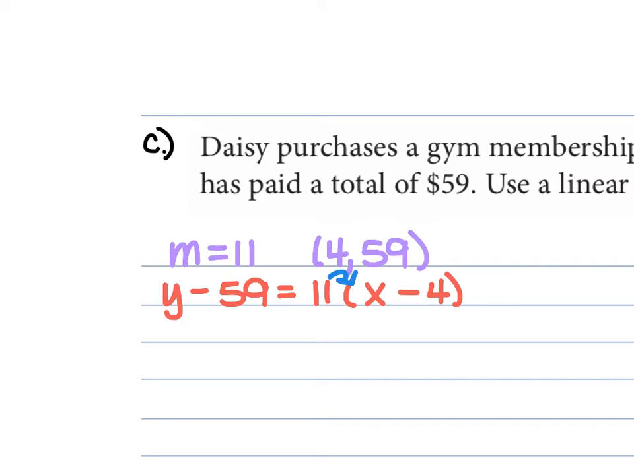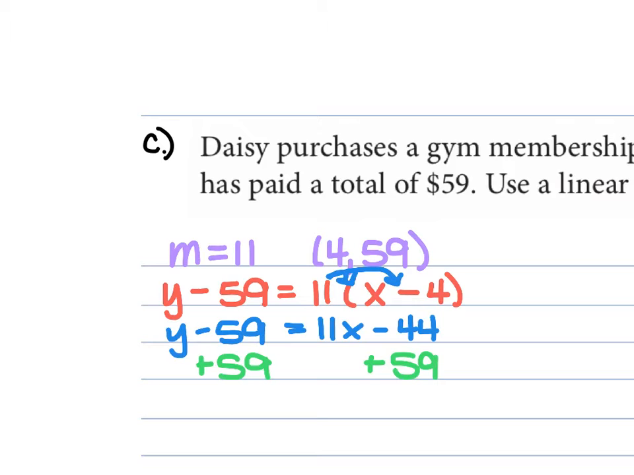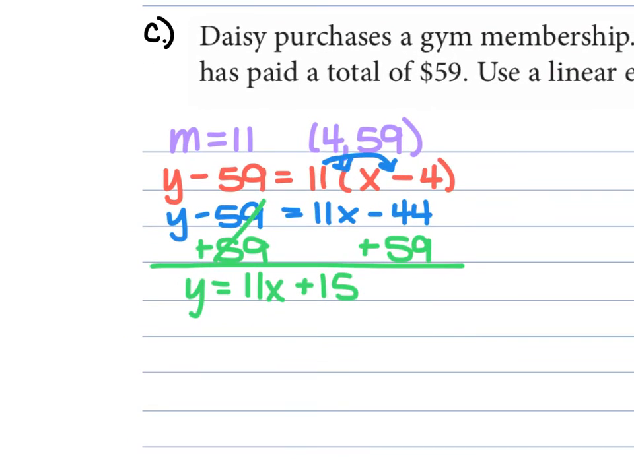So we'll distribute that 11. So we have y minus 59 is equal to 11x minus 44. We are going to add the 59 to both sides. And y is going to equal 11x. The negative 44 plus 59 is 15. So our sign-up fee is our y-intercept, which is $15.